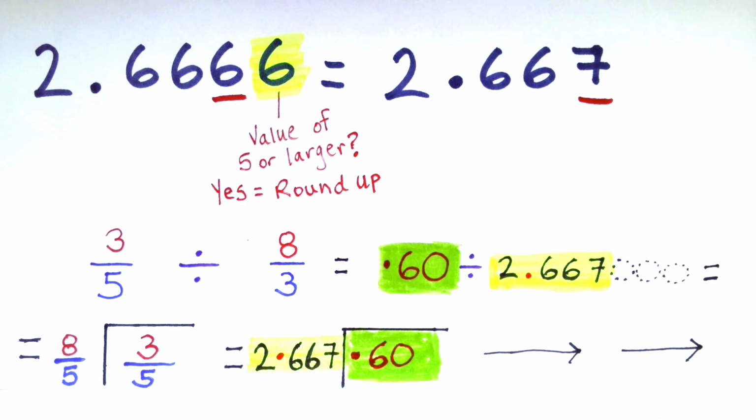All right, this video is getting a little long, so I'm going to try to wrap it up and sum up. We had a problem 3/5 divided by 8/3. Now I'm converting each of these fractions into decimals that you see here. 3/5 is equal to 0.60 or 60 hundredths, divided by 8/3, which is 2 and 667 thousandths. So remember, I rounded that target of 6 up to 7.